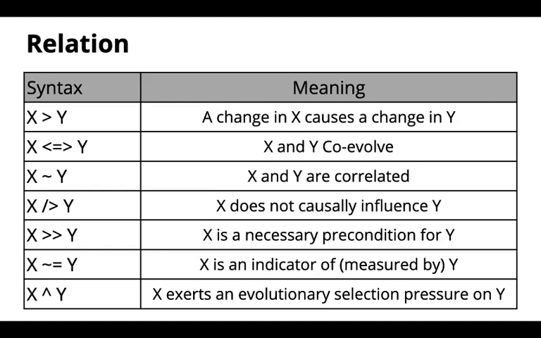The next field is the relationship between the two variables. So there are lots of different options here. The standard one is just the standard causal link, and most links will use this. But for example, you can say that the links co-evolve, or that there's just a correlation, or things aren't causally influenced. Something is a necessary precondition for something. This is how you code up an indicator variable. And then we have this sort of evolutionary selection pressure, which I'm probably going to phase out because it's not very useful.